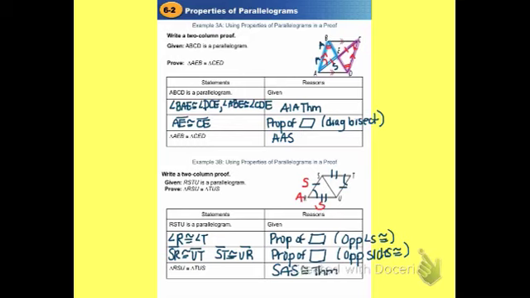And well, that does it for today's lesson. The practice on this lesson will involve doing things like finding parts of parallelograms and proving things using the properties of a parallelogram.